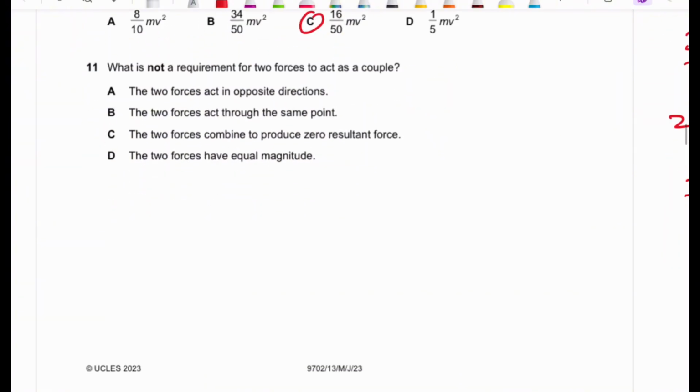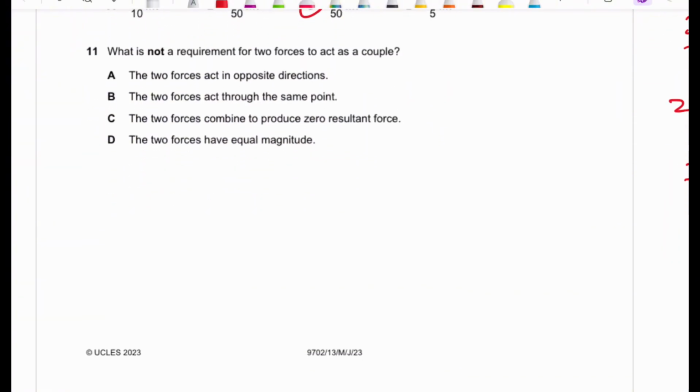Okay, move on to question number 11, which asks what is not a requirement for two forces to act as a couple. For two forces to act as a couple, they need to satisfy the following requirements. They need to act in opposite directions, which is correct. They need to be equal in magnitude, correct. They need to produce a zero resultant force. Might be true, because if one force is acting down and the other force is acting up, the resultant force is basically zero.